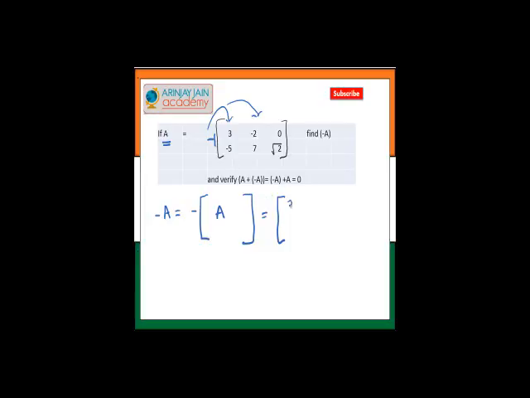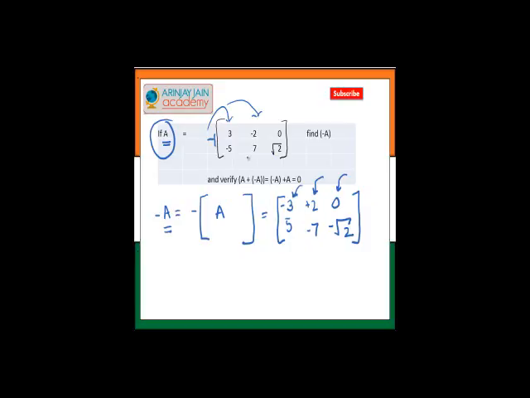A. So if you have 3, you will put this as minus 3. If you have minus 5, you will put this as 5, because we are changing the sign from minus to plus. For minus 2, it will be minus 2 into minus 1, which is plus 2. 7 becomes minus 7. 0 remains 0. Square root of 2 becomes minus square root of 2. Simple. To find minus A, I just changed the sign of all the elements of the matrix A.